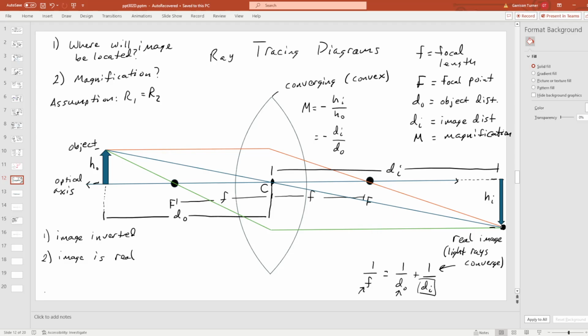And so your magnification is going to be, well, let's assign some conventions here. For converging lenses, di is positive if it is on the opposite side of the lens from the object. Okay. So di is positive if it's on the opposite side of the lens from d naught. It would be considered negative if on the same side.